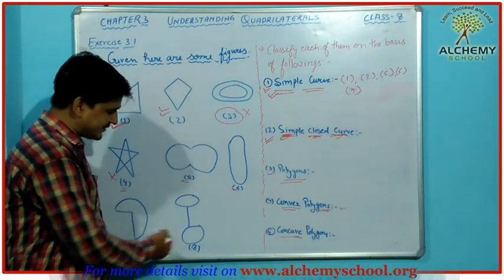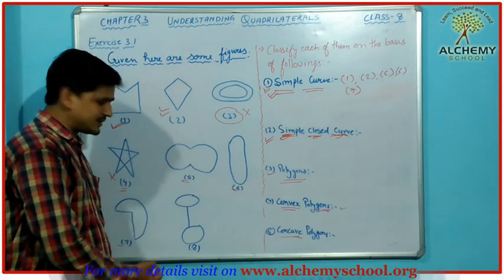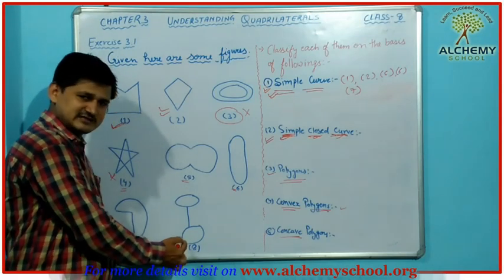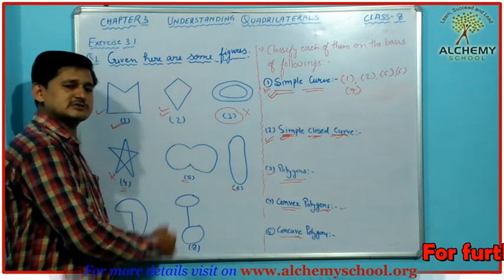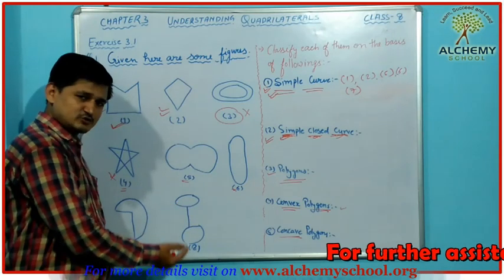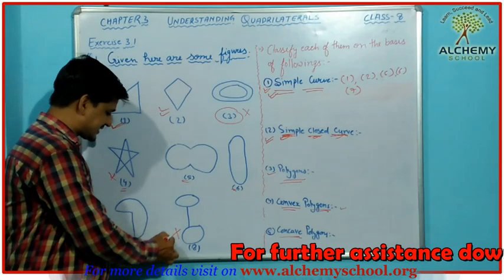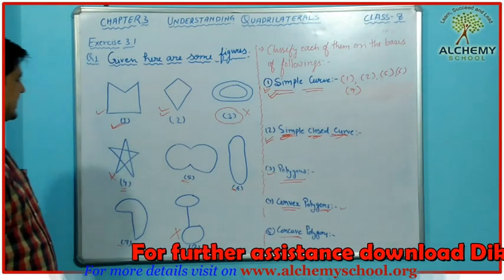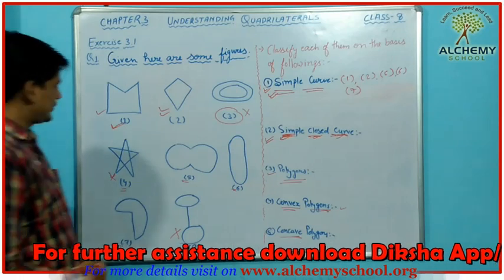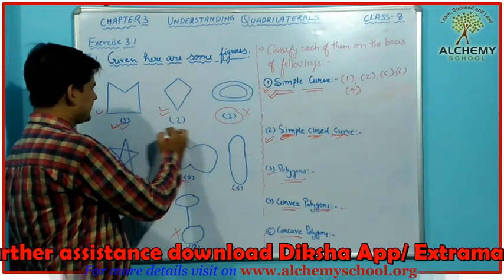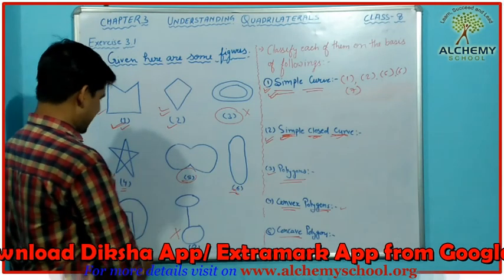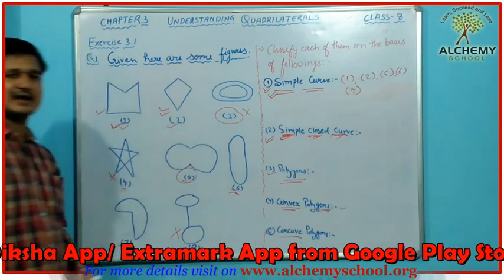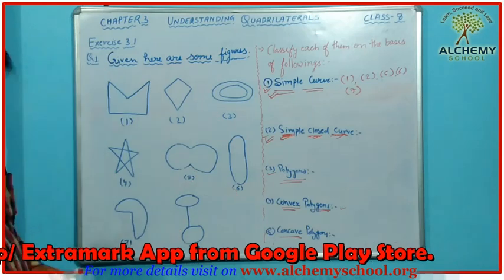When we observe the 8th figure, it is also not a simple curve because when we make this figure without lifting the pen, the parts of the figure cross somewhere. Okay, you can try to make it. So we can see this is not a simple curve. Already we have seen that figure number 1, figure 2, figure 5, figure 6 and 7 are the simple curves.